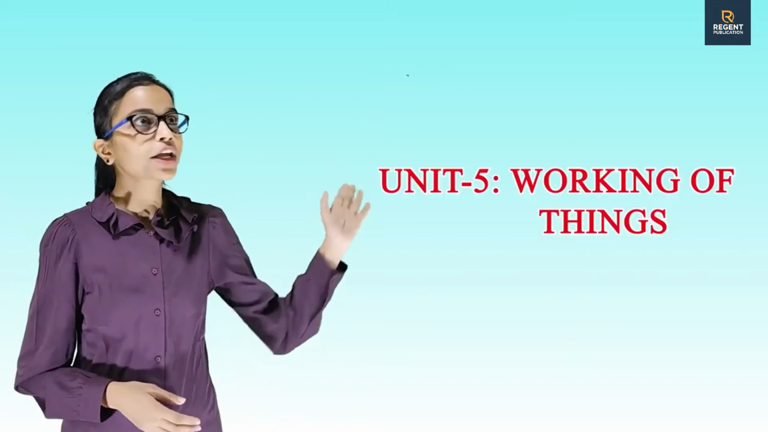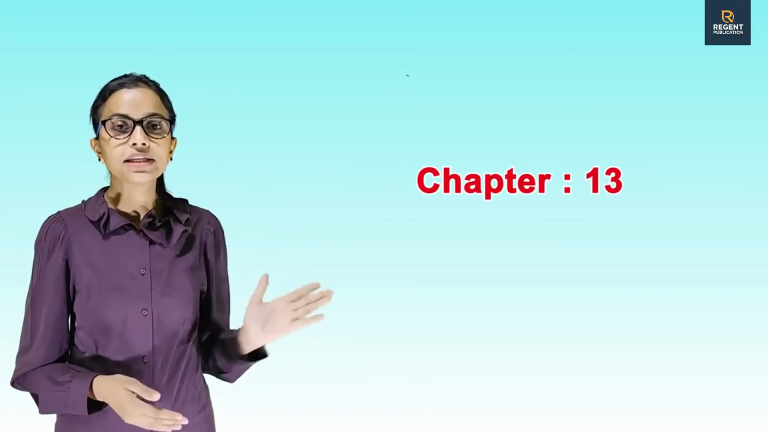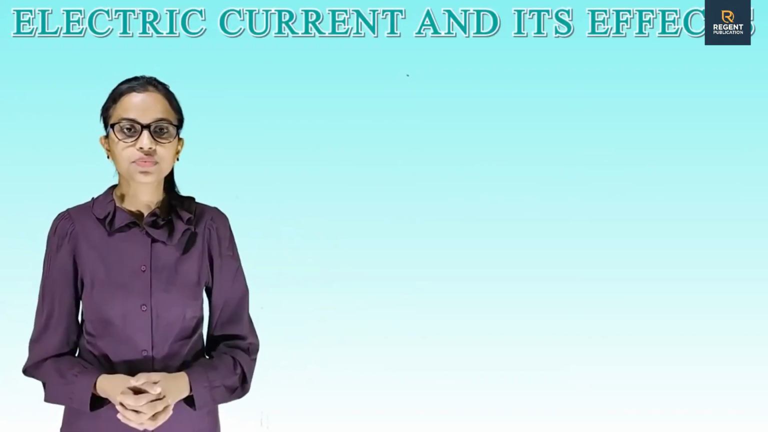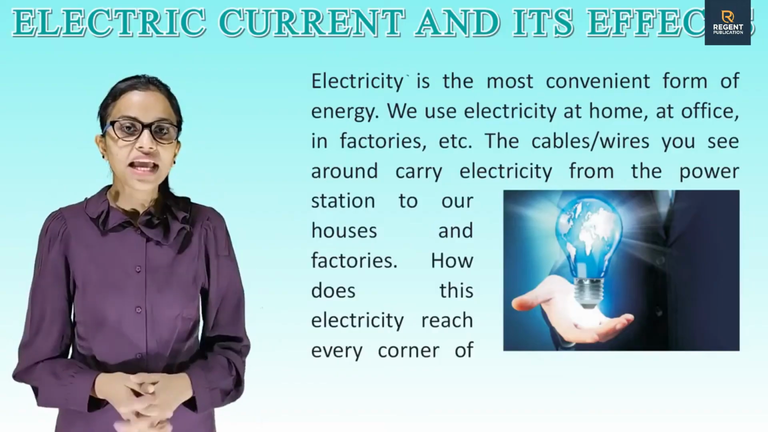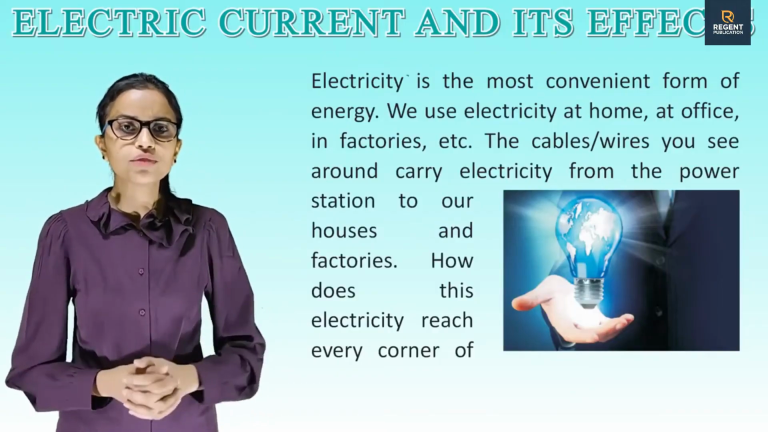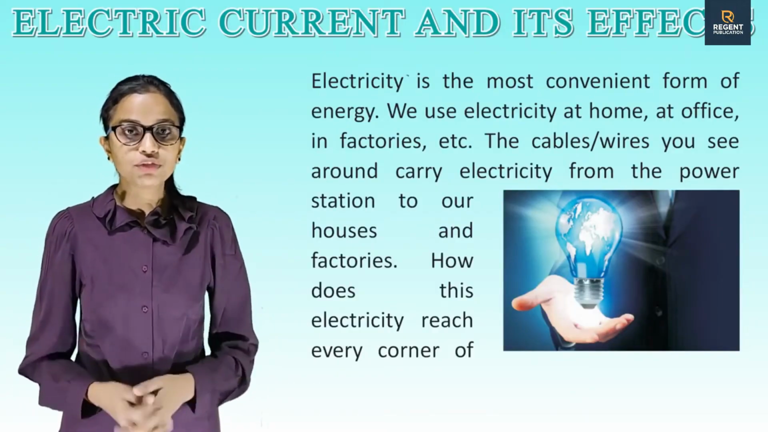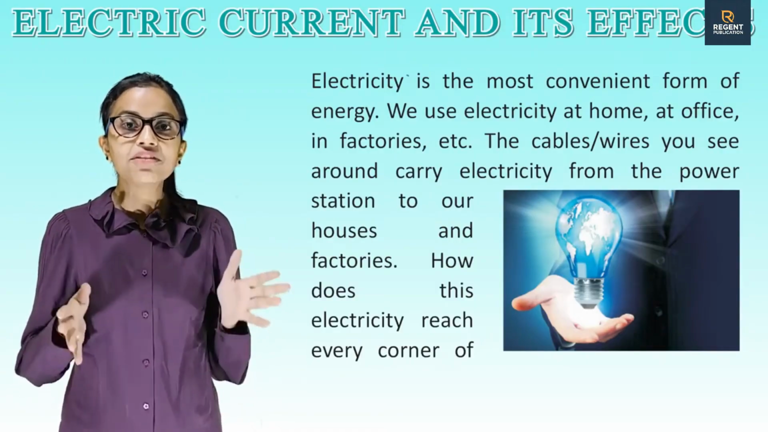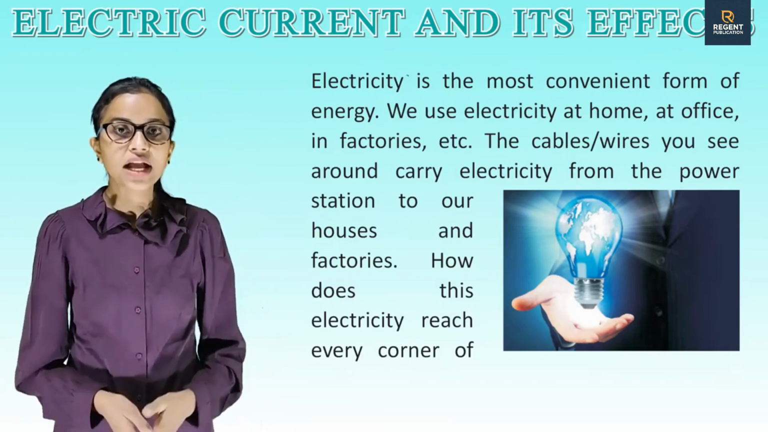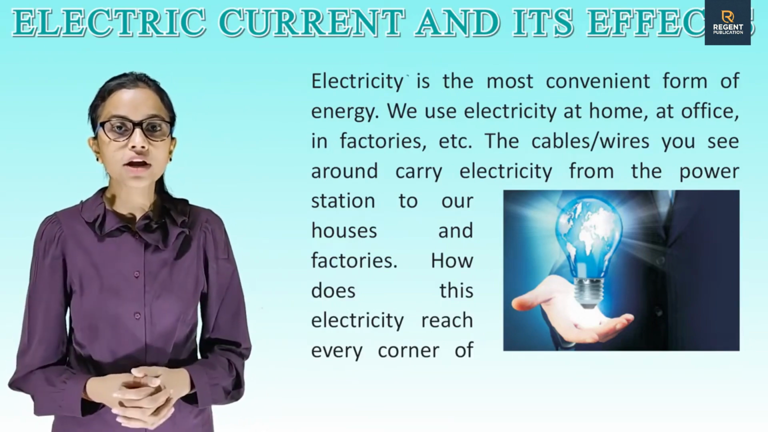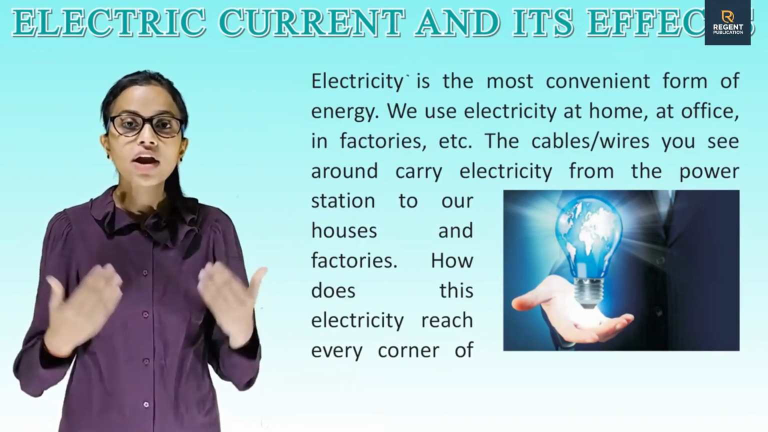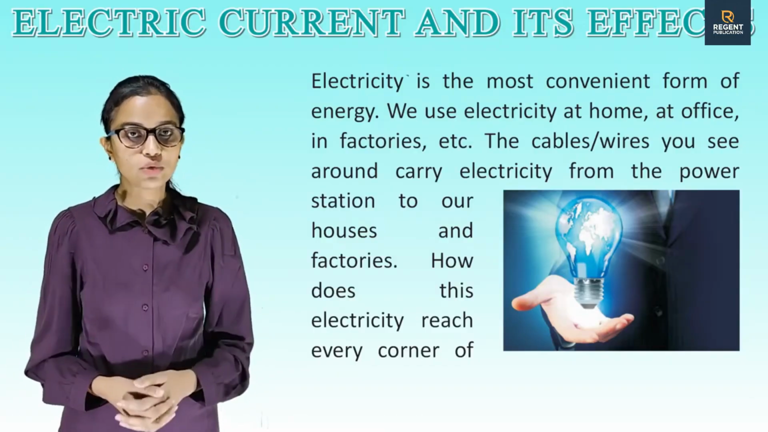Unit 5, Working of Things, Chapter 13, Electric Current and its Effects. So let's start. Electricity is the most convenient form of energy. We use electricity at home, at office, in factories, etc. The cables or wires you see around carry electricity from the power station to our houses and factories.